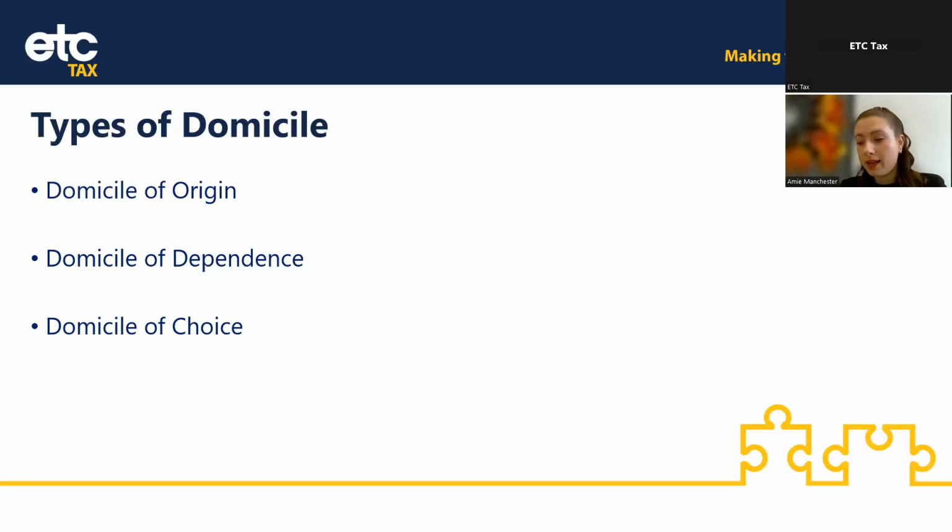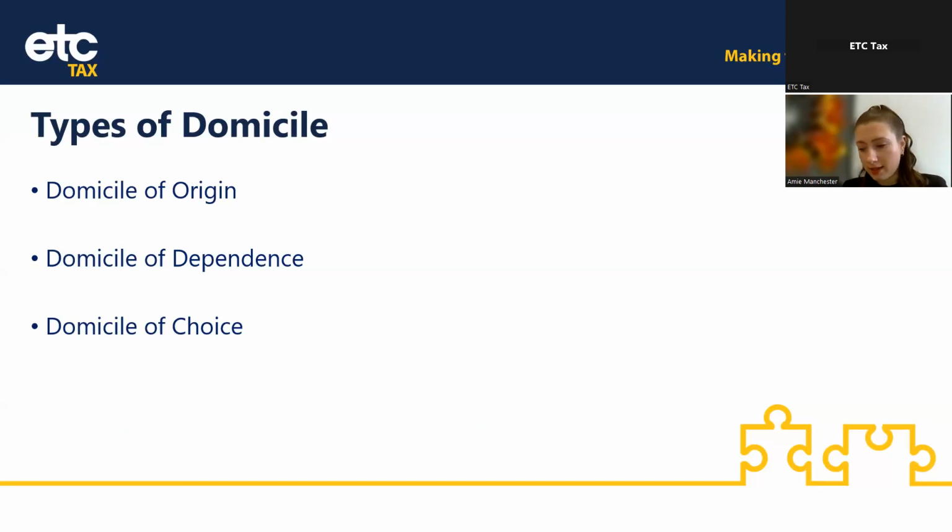So domicile of origin is acquired from your father at birth, or your mother if your parents aren't married. It is notoriously difficult to displace, and living outside the UK does not necessarily mean that an individual will have displaced their domicile of origin.